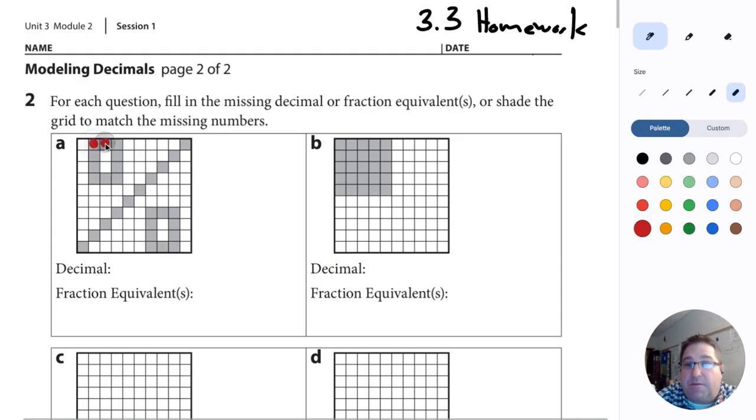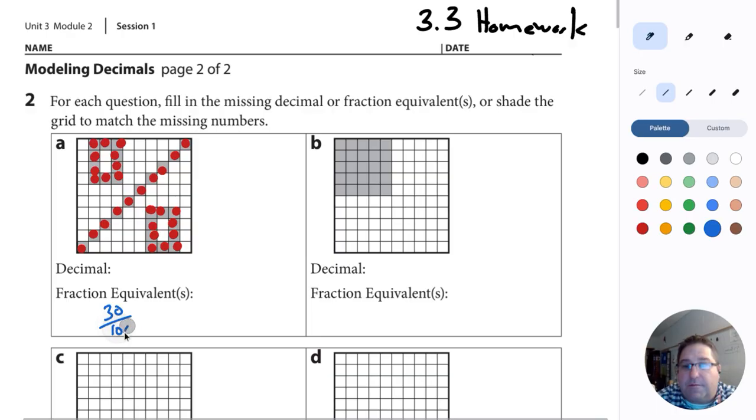We count 1, 2, 3, all the way up to 30. So first of all, we can see that we have 30 shaded in. And how many are in this whole unit? 100. So our first fraction might be just 30 out of 100.